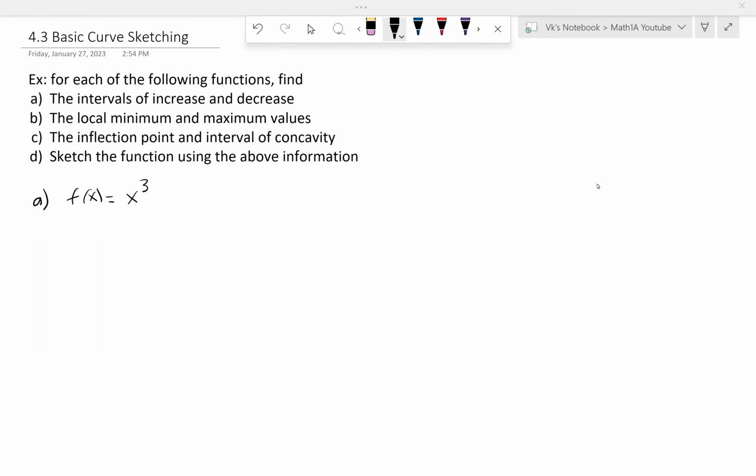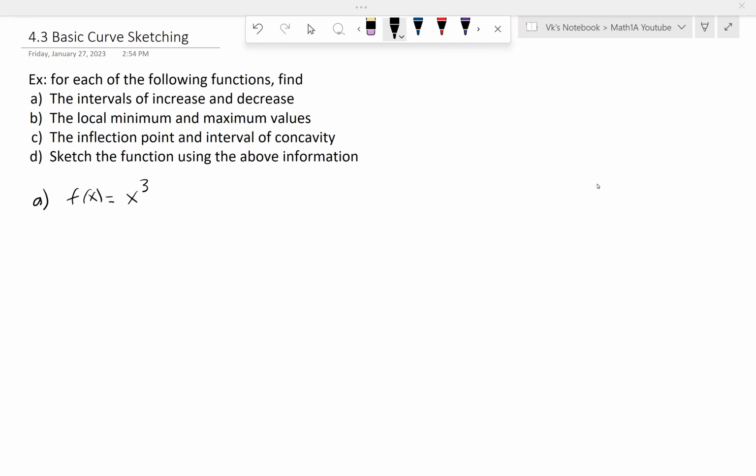Today we study lesson 4.3, basic curve sketching. Of course, we're gonna sketch a few curves. Example: for each of the following functions, find the intervals of increase and decrease, the local minimum and maximum values, inflection points and intervals of concavity, and sketch the function using the above information. Let's take a look at the first example.